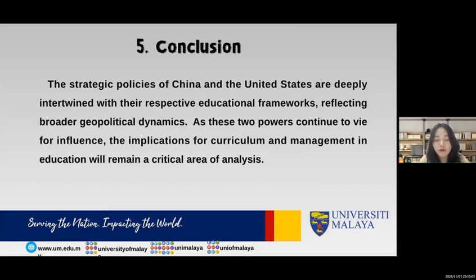So let's move on to part 5, conclusion. The strategic policies of China and the United States are deeply intertwined with their respective educational frameworks, reflecting broader geopolitical dynamics. The U.S. focus on strategic competition has led to a reorientation of its educational policies towards fostering innovation and competitiveness, while China's educational strategies are designed to support its ambitions on the global stage. As these two powers continue to vie for influence, the implications for curriculum and management in education will remain a critical area of analysis. Okay, that's all for our presentation.